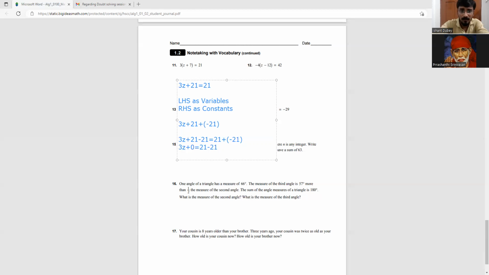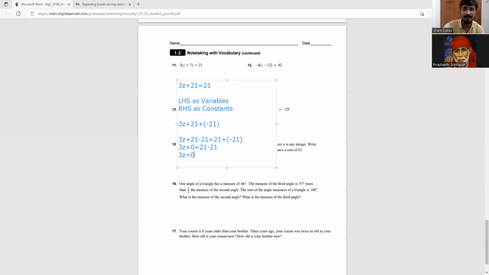Next step, what will we get? 3z plus 0. If you add 0, what will we get? The same. Yes or no? So I'll be getting 3z, and equals to 21 minus 21, how much? Zero. Okay. Now here you got 3z equals 0.